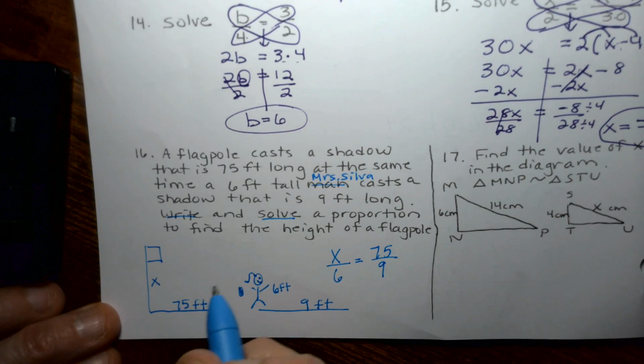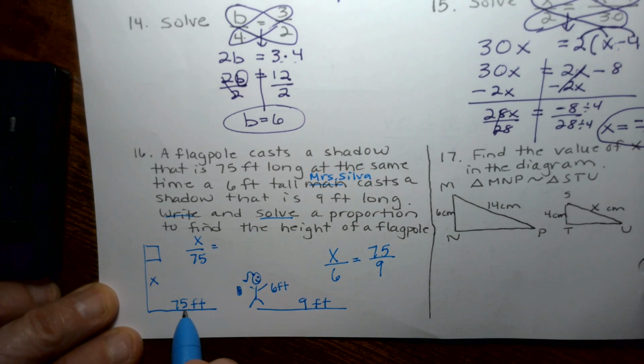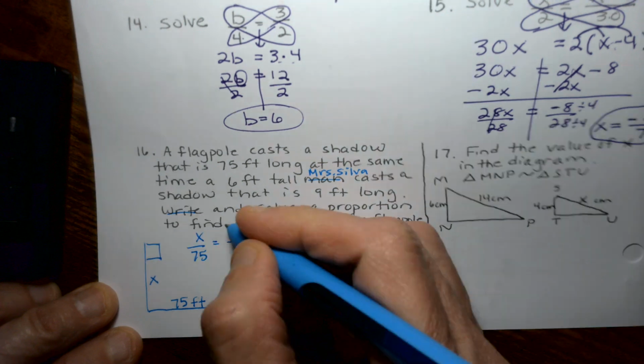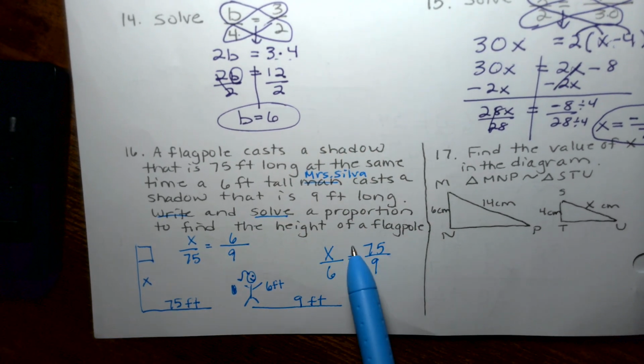Could you have done it like this? Just for those of you that maybe did this, x over 75 equals 6 over 9. The answer is yes. So there's a couple ways you could set it up. This is primarily the way I taught you, though.